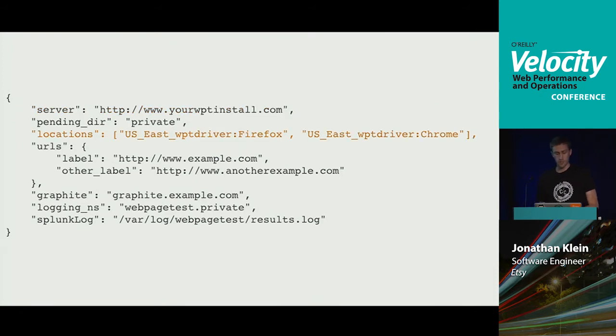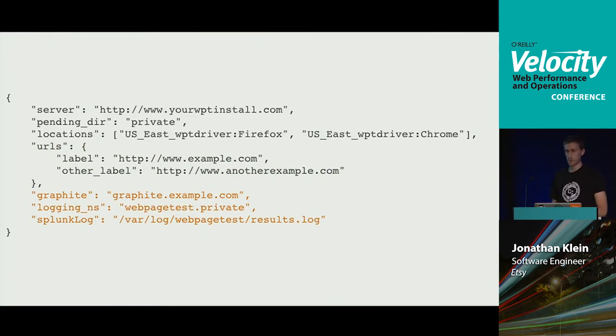You can configure the locations easily, just setting up what browsers you want it to run on, and as long as these locations exist and there's agents to fulfill the tests, that'll work great. Then obviously you specify a set of URLs, so you give it a label, and then the URL that you actually want to request. And then finally, the section at the bottom is for gathering results.